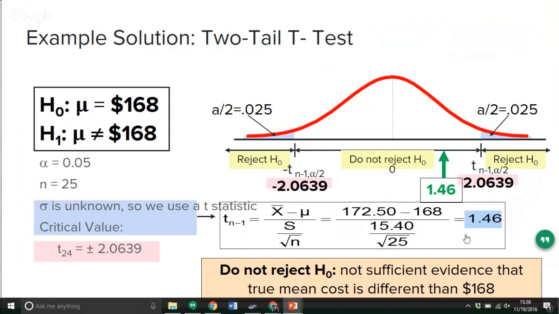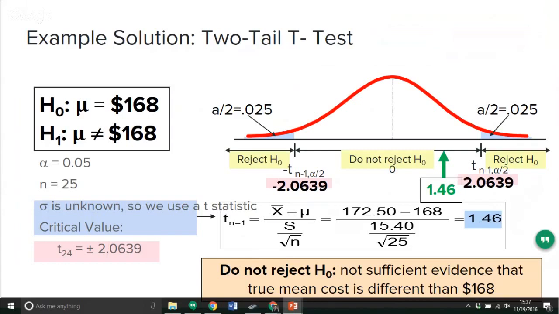Calculate it all out, we get 1.46. That is our test statistic. And then again, we go back to a chart and we find what alpha is at 0.05. Because we're doing a two-tailed test, or alpha divided by 2, we would find it at 0.025, because we would divide 0.05 by 2.